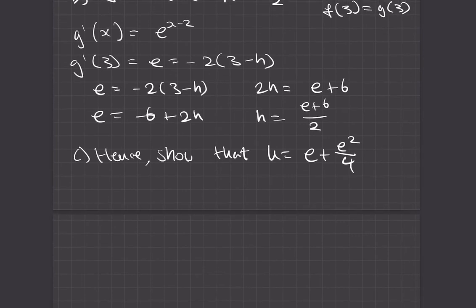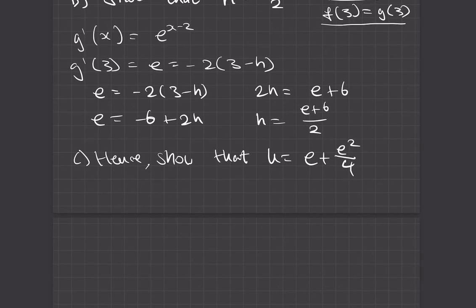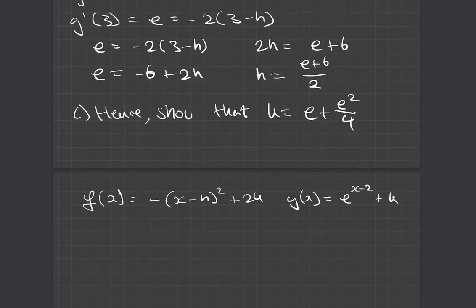Next part is not much more difficult. We actually need to use this piece of information now. So f of x, quick reminder, is minus x minus h squared plus 2k. g of x is now equal to e to the x minus 2 plus k. Just double check that. That is correct. We know what h is, but to be honest, h is a bit of a mess. We don't really want to be copying that in. So right now I'm just going to simplify these, and then once we have a simple equation, I'm going to plug in what h is.